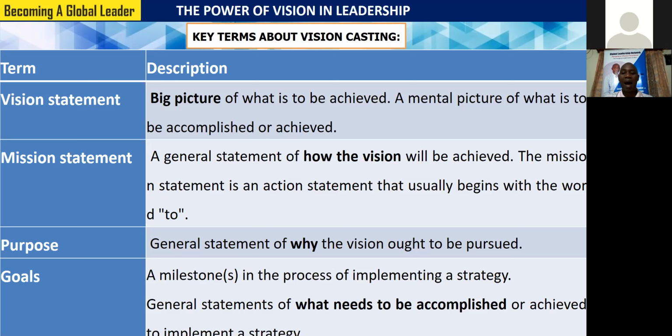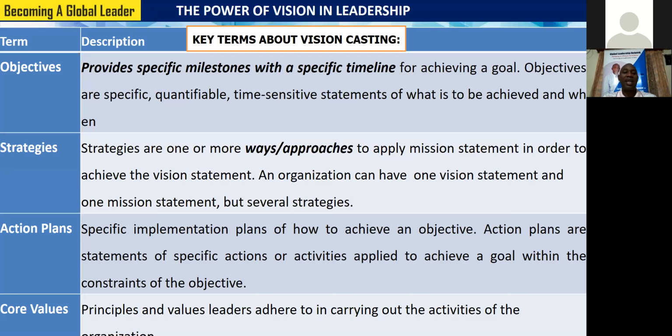And then goals and milestones. They help us to measure, to implement the strategy, and to accomplish the desired objectives. And then objectives, they provide specific milestones with specific timelines for achieving the goals. Strategies, the ways or approaches to achieve the vision. And then there are action plans, specific implementation plans on how to achieve an objective.